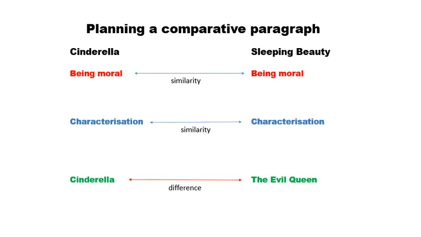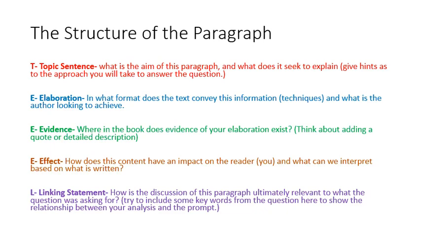We're obviously identifying both similarities and differences, which is important because a good comparison should have both. Now we want to put them into our structure of a paragraph, and in this case we're using our analytical structure, which has been covered in previous videos. We call it TEAL structure, and there's a bit of a quick guide here, though if you're not familiar with it, I would suggest going back to some earlier videos. We're looking at topic sentence, elaboration, evidence, effect, and linking statement.